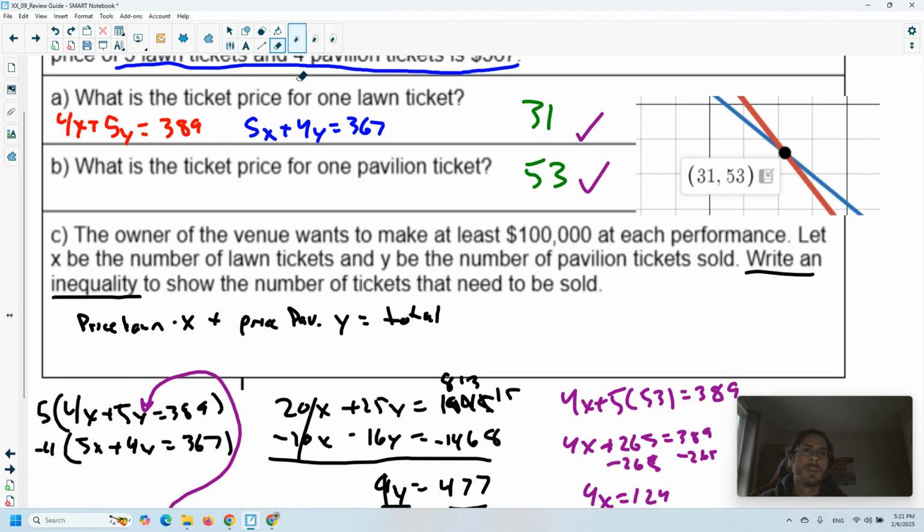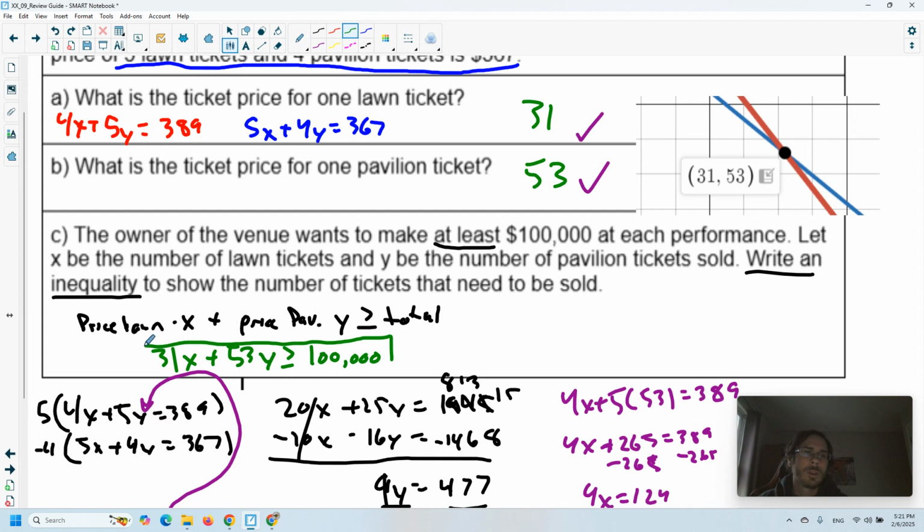Now, again, we don't want equals because we want to be at least. So we have to change that equal sign just like we said in class. So for at least, we want the total to be smaller because we're allowed to make more money. We just can't make less money. So if we plug in our answers from up here, it was $31 for a lawn ticket, $53 for a pavilion ticket, and we need to make at least $100,000. And that's it. That's actually pretty quick. So there we go.